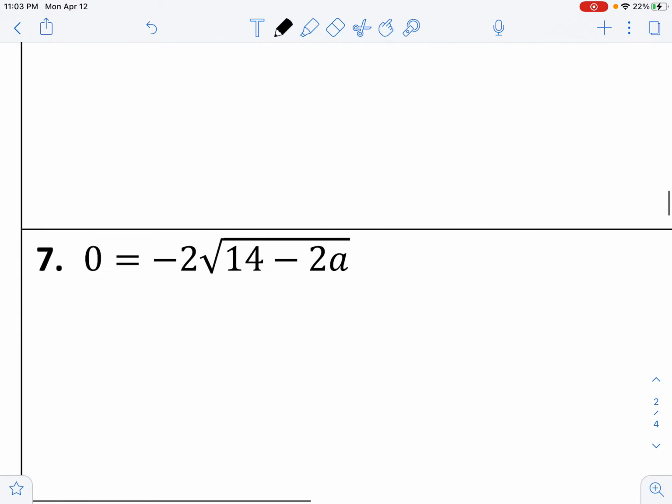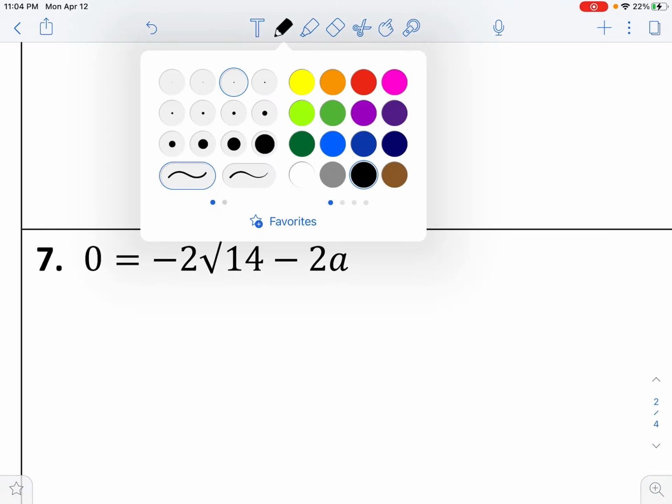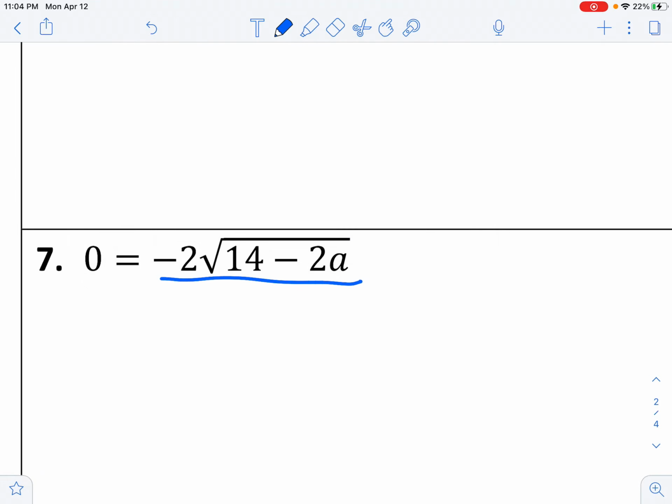All right, number 7, we're back in radical form. So we want to get the radical 14 minus 2a by itself. We've got this -2 out front, and so to get rid of that, we're going to divide both sides by -2. 0 divided by -2 is just 0, so we get 0 equals square root of 14 minus 2a.